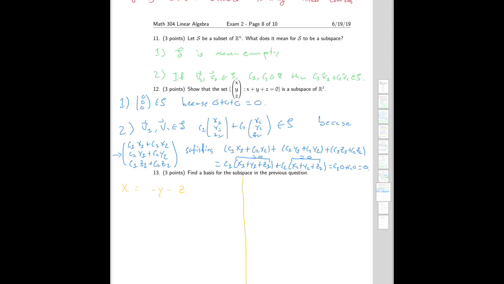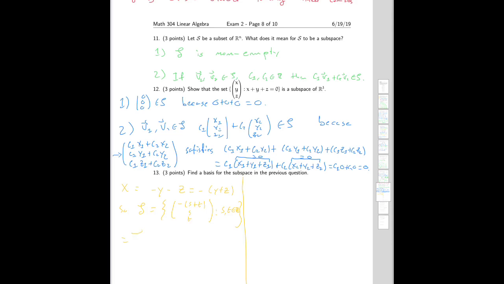Okay, so the only restriction is that x is just equal to minus y minus z. So y and z can be whatever you want them to be as long as x is just equal to minus y minus z. Or you could write this as minus y plus z. So another way to write S would be the following. All vectors of the form (minus s plus t, s, t), where s and t are in R.